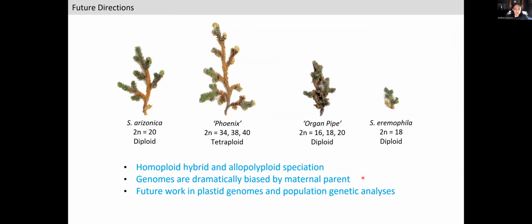And once I performed those genome content analyses, we find that these genomes are dramatically biased in one direction towards that maternal parent, which is really one of the first cases of such a strong and reciprocal bias that we know of. But like I said, there's still some future work to do in those plastid genomes. And we also have some RAD-seq data that we're waiting to analyze to get some population genetic information from these hybrids.